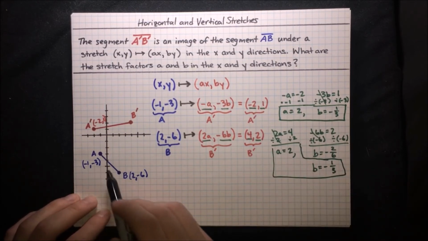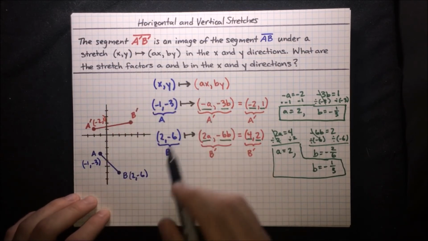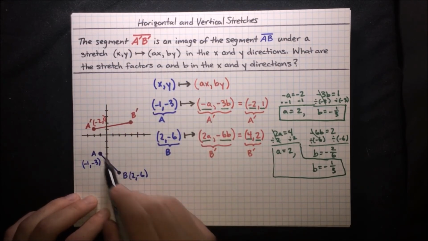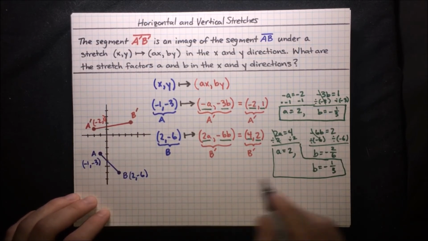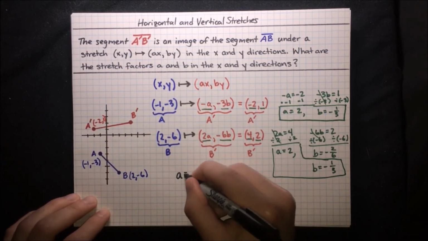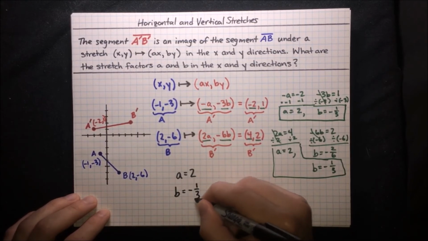So it really doesn't matter what point you choose. You could choose any point, and the stretch factors should come out to be the same, because the whole segment is being stretched by the same stretch factors. Alright, so final answer is a equals 2, b equals -1/3.